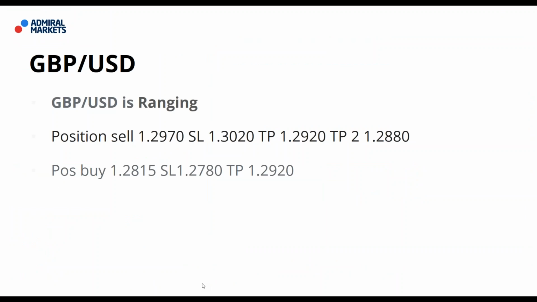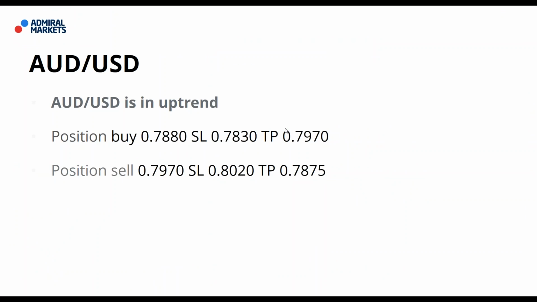And this is how it looks. Australian dollar. Okay. Just to answer. Australian dollar is in uptrend. Possible buy 0.7880, 78.30 stop. TP is 79.70. Sell is 79.70. Stop 80.20. TP 78.75.